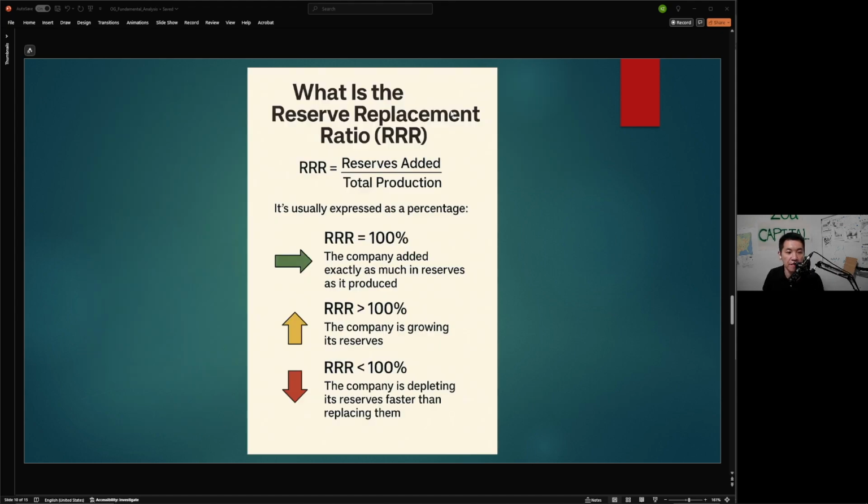Next, let's cover reserve replacement ratio, or RRR in short. This number basically tells you if the company is replacing what it produces. The formula is simple: reserves added divided by total production. If the ratio is 100%, they're replacing what they produce. Over 100%, they're growing their reserves. And below 100%, they are producing more than what they are adding to their reserves.